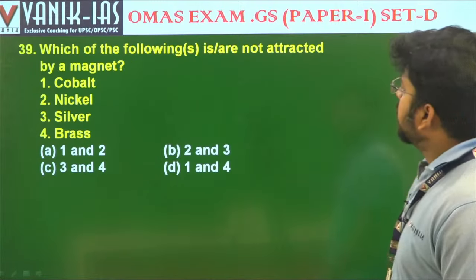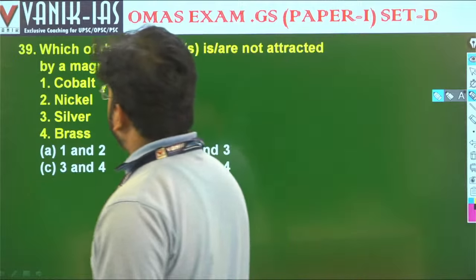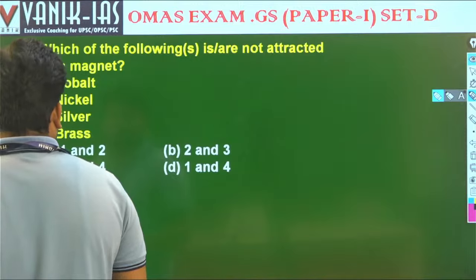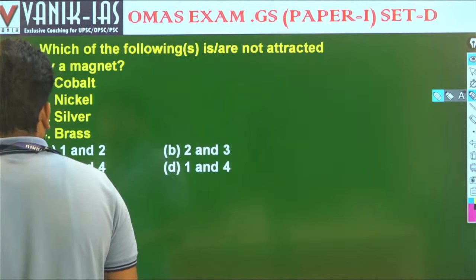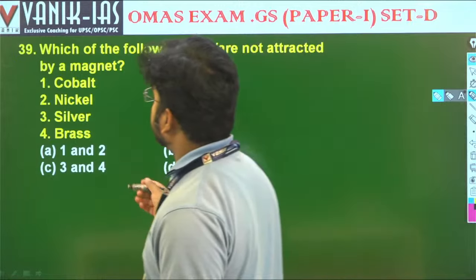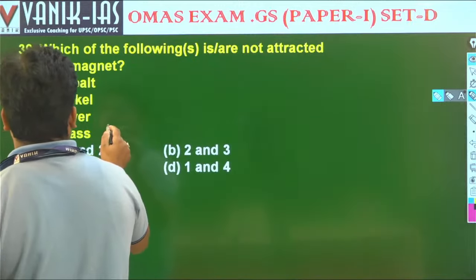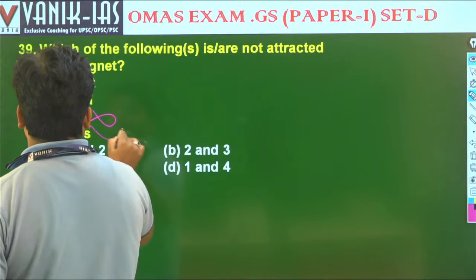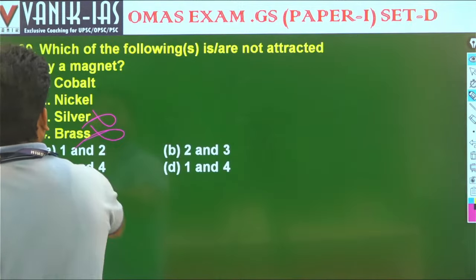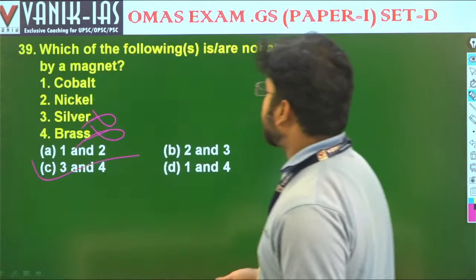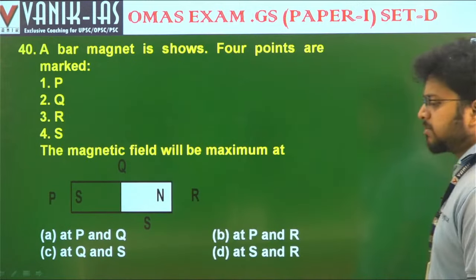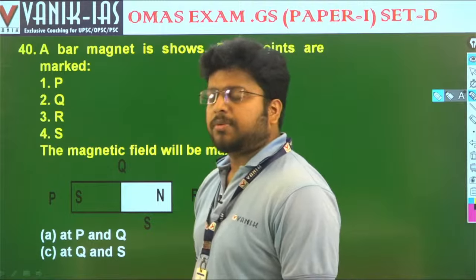Which of the following are not attracted by a magnet? Cobalt, nickel, silver and brass. We know that nickel, cobalt, iron are attracted by a magnet. We have read it in high school also. Silver and brass can never be, so 3 and 4 are not attracted by the magnet. They are not magnetic substances. We have magnetic substances and non-magnetic substances. Magnetic substances, iron, cobalt, nickel are the most prominent.